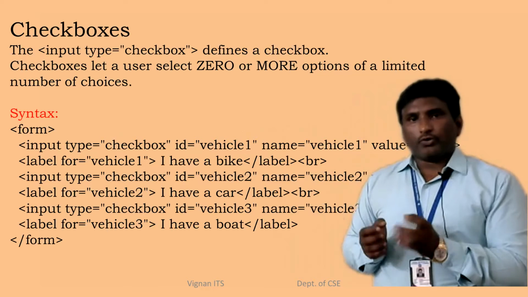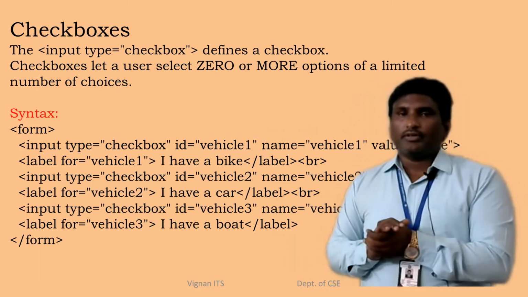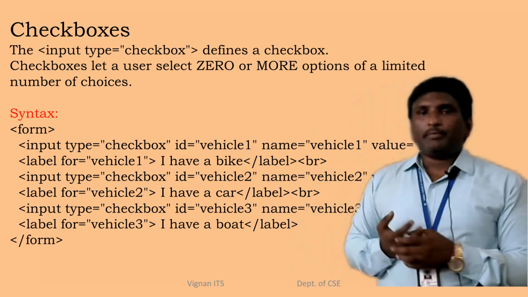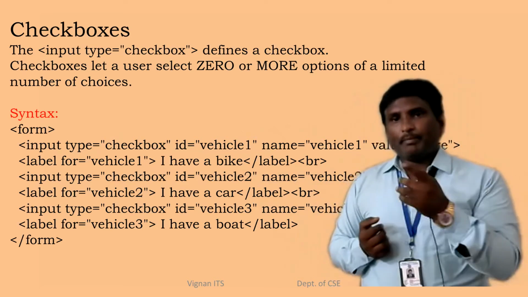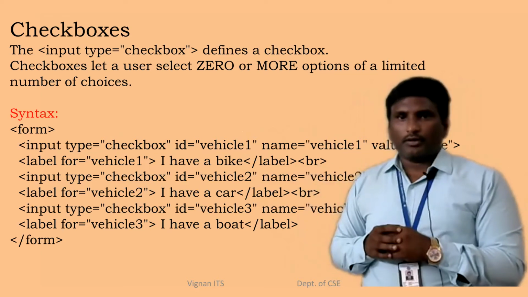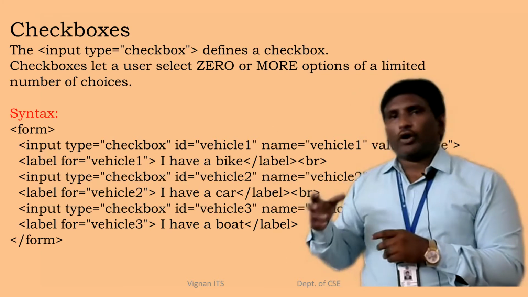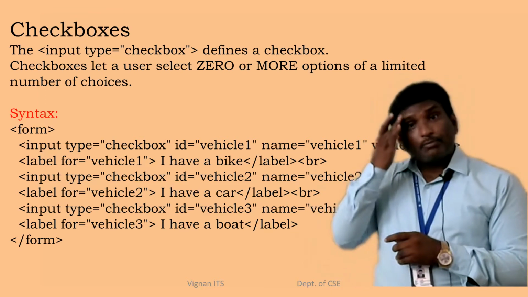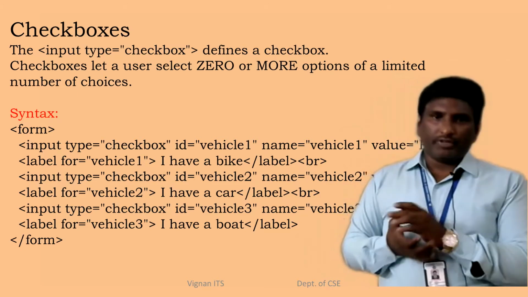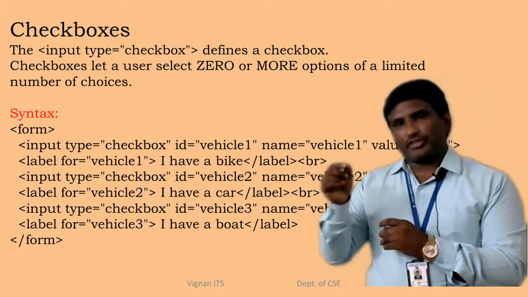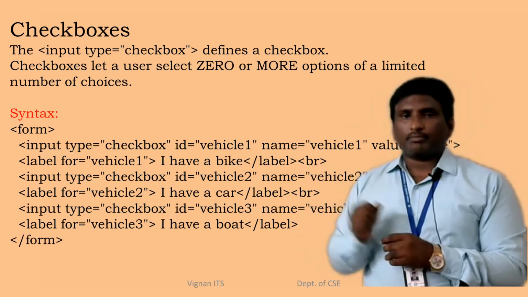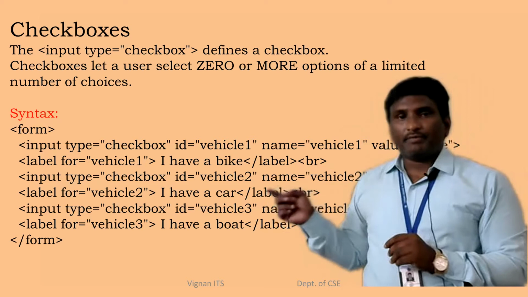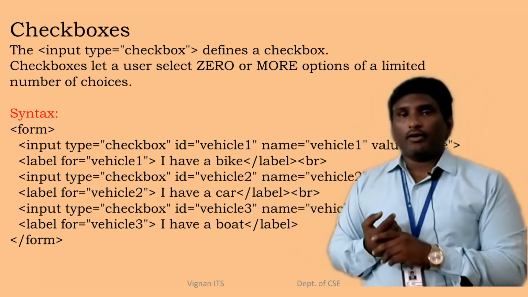Checkboxes: input type equal to checkbox defines a checkbox. Checkboxes let the user select zero or more options out of a limited number of choices. So with radio buttons, one should be selected among many options, and with checkboxes, zero or more options of a limited number of choices. To create checkboxes, we use the input tag with type equal to checkbox. Here type equal to checkbox and ID equal to vehicle1 will be mapped with label for vehicle1.